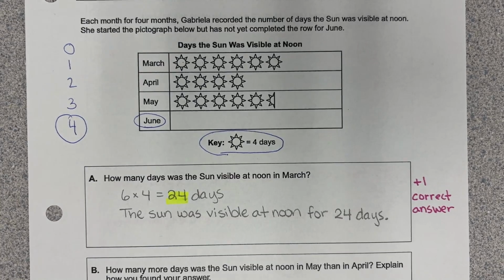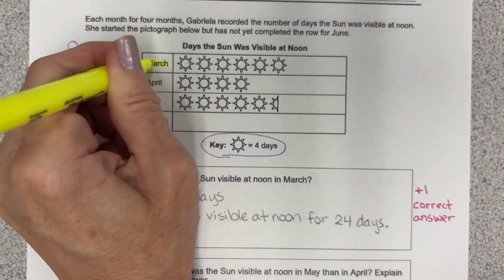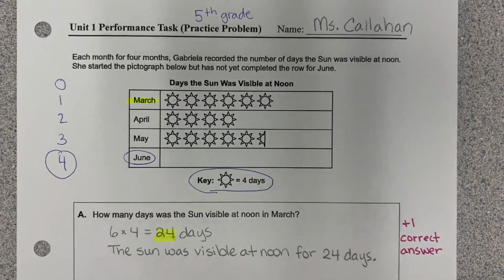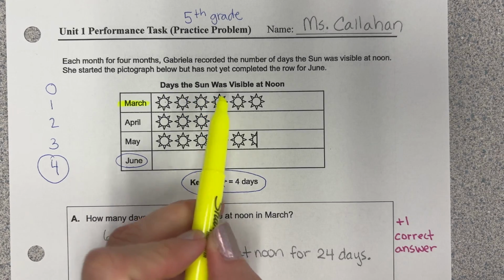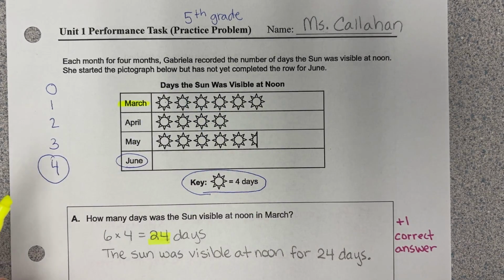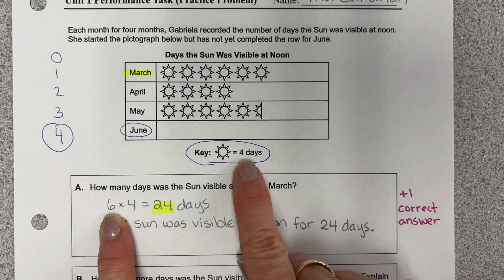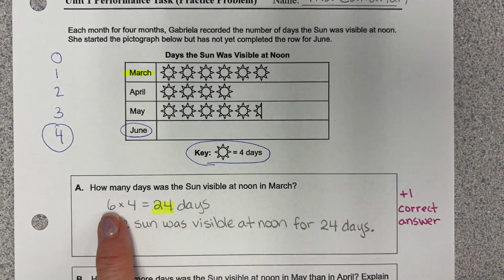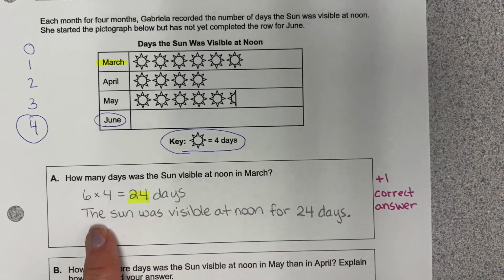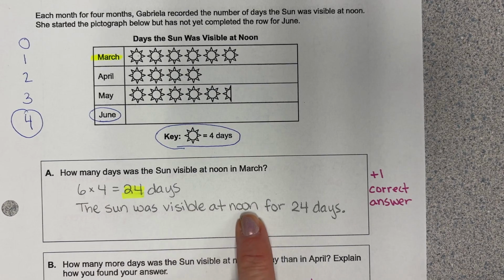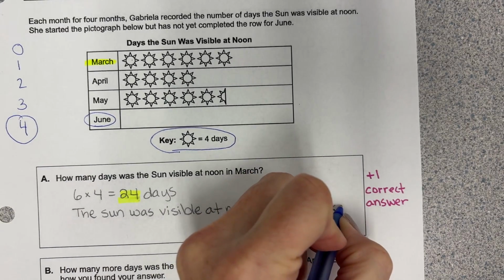Let's go to March. So for part A, March, let's count how many suns we have. 1, 2, 3, 4, 5, 6. So we have 6 suns. So check out my work. We have 6 suns, and each sun represents 4 days. So I just took 6 times 4, and my answer was 24 days. And I just wrote a little sentence. The sun was visible at noon for 24 days. I should probably put in March.